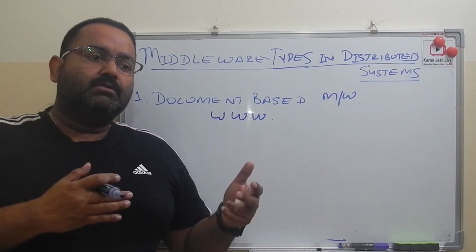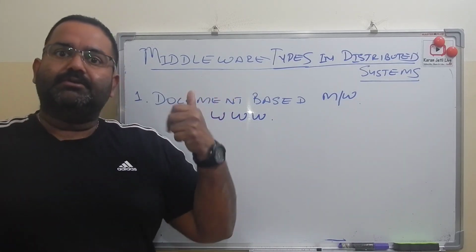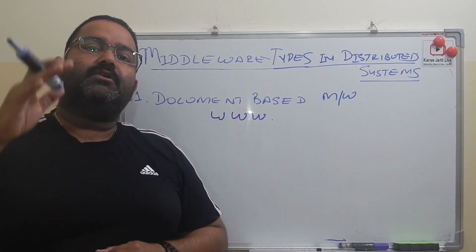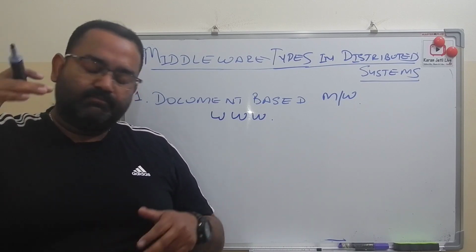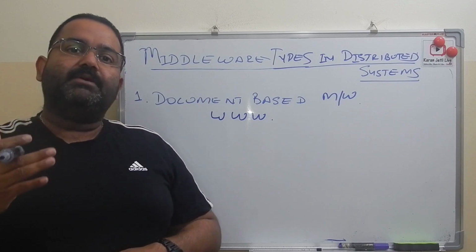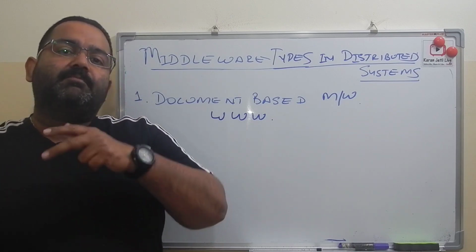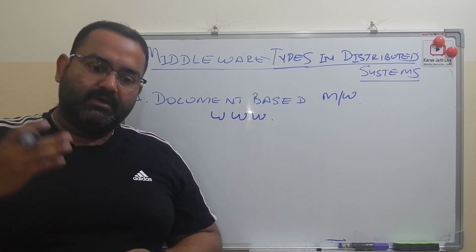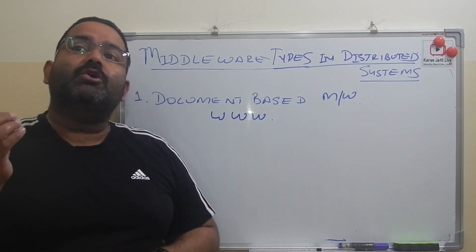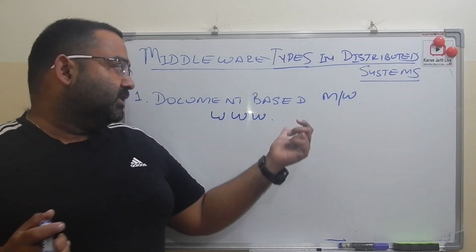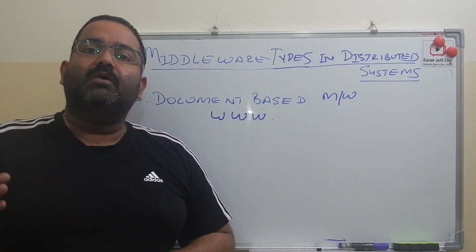Okay, so here we have different devices connected to each other, and the client can request for a web page, and the server can reply to that client with the respective web page. So that middleware is called as document based middleware. That is the approach which is followed by World Wide Web.